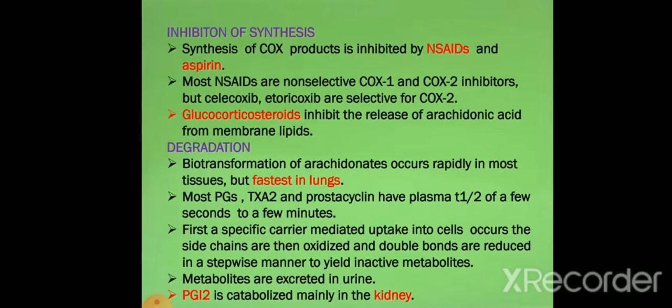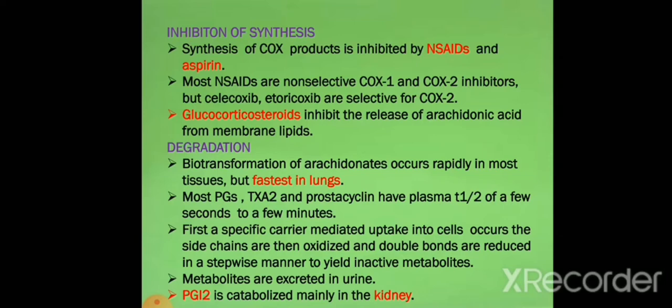So next is the inhibition of synthesis. That is, the synthesis of COX products is inhibited by NSAIDs. NSAIDs means non-steroidal anti-inflammatory drugs. And aspirin is a drug which comes under the category of NSAIDs. Most NSAIDs are non-selective COX-1 and COX-2 inhibitors, but celecoxib and etoricoxib are selective for the COX-2 enzyme. The glucocorticoids inhibit the release of arachidonic acid from membrane lipids so that the synthesis will not occur.